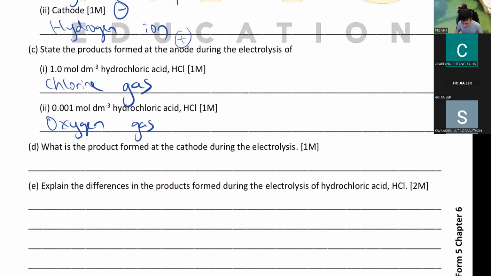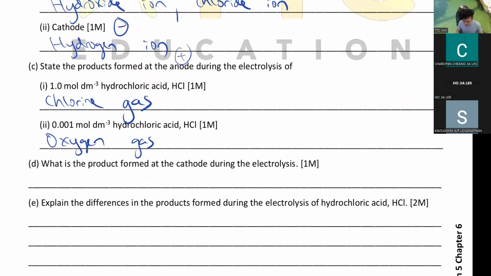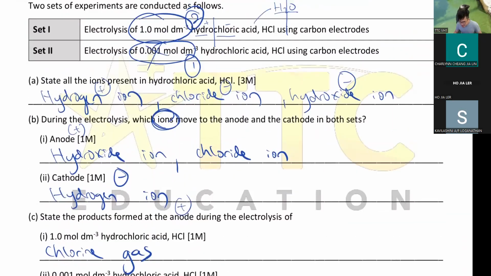Okay, so D. What is the product formed at the cathode during electrolysis? This one is easy. There is no choosing here. There's only this one, so hydrogen gas. There's nothing for you to choose, there's only one. Hydrochloric and H2O, yeah. Hydrochloric is actually hydrogen.